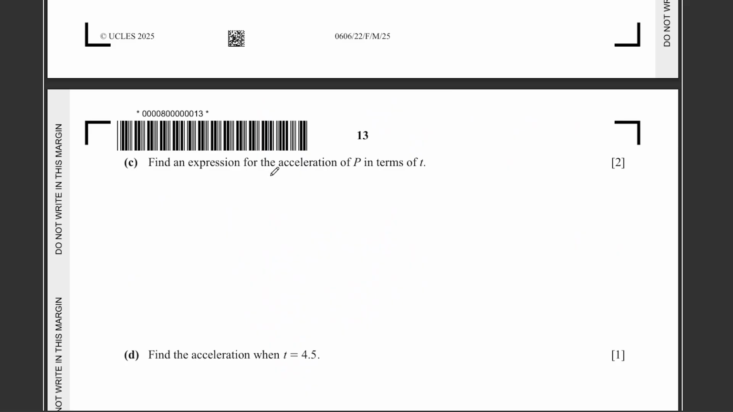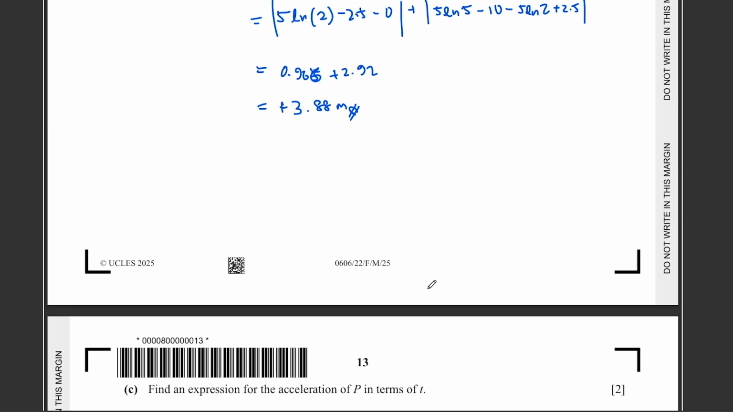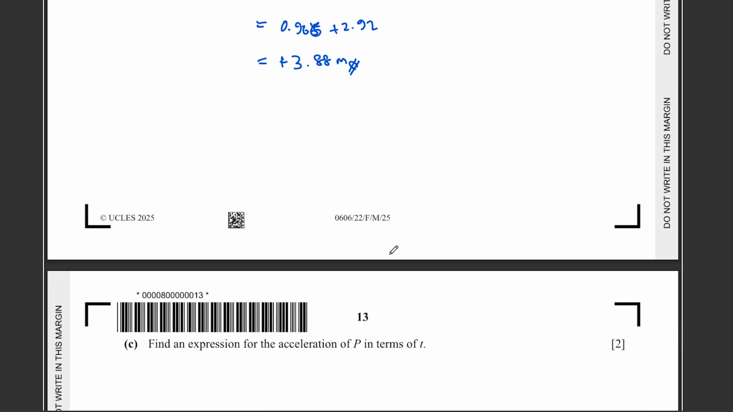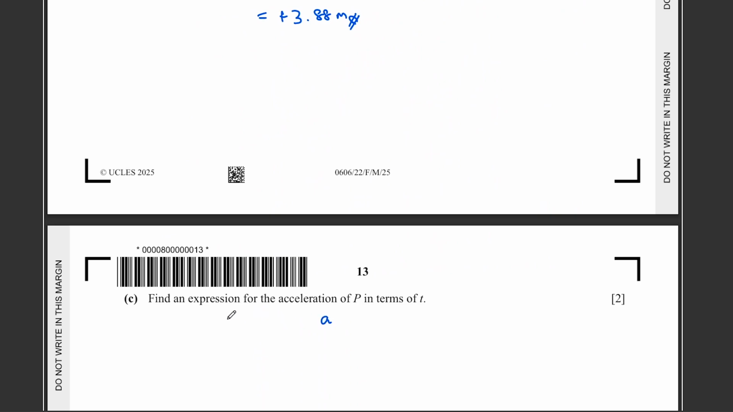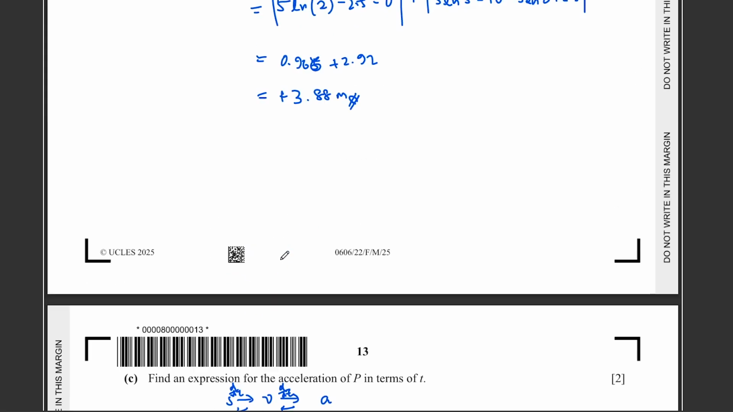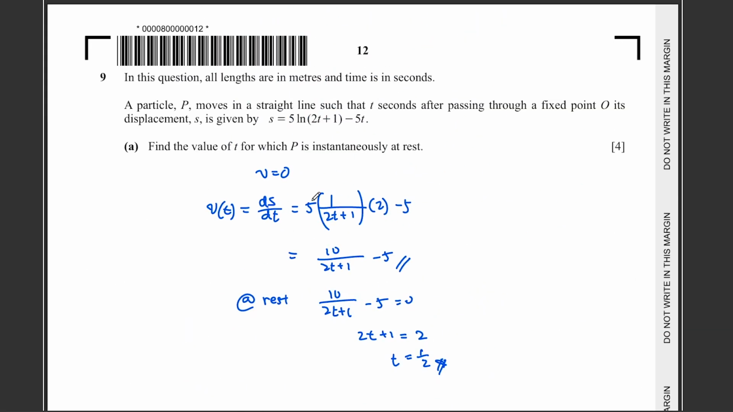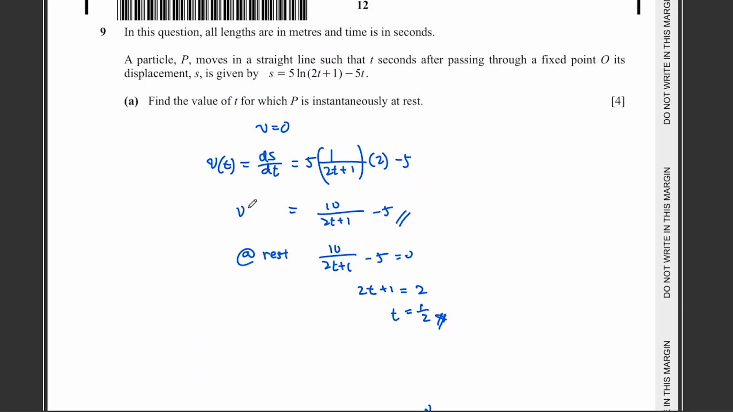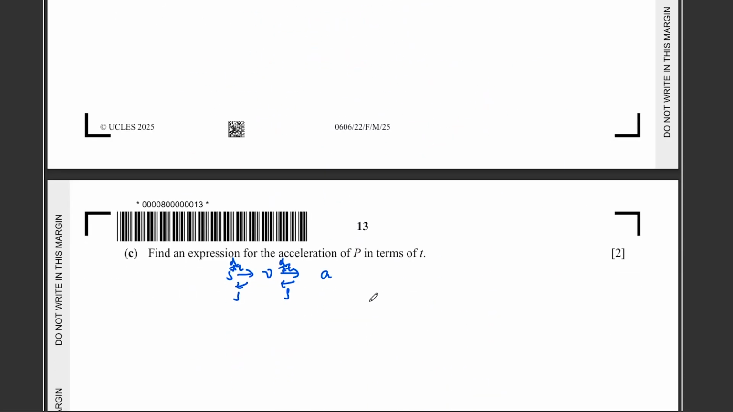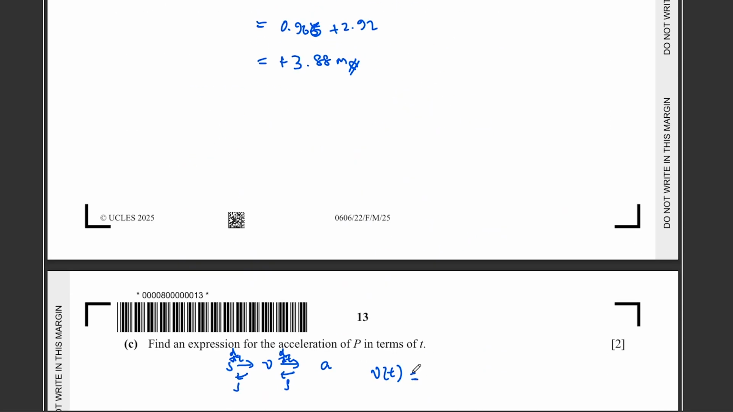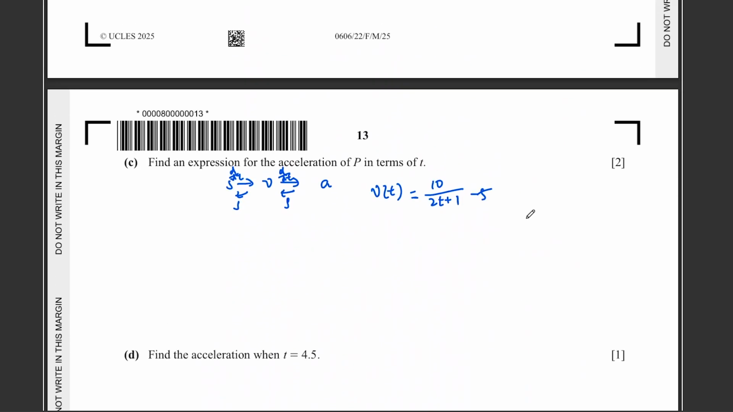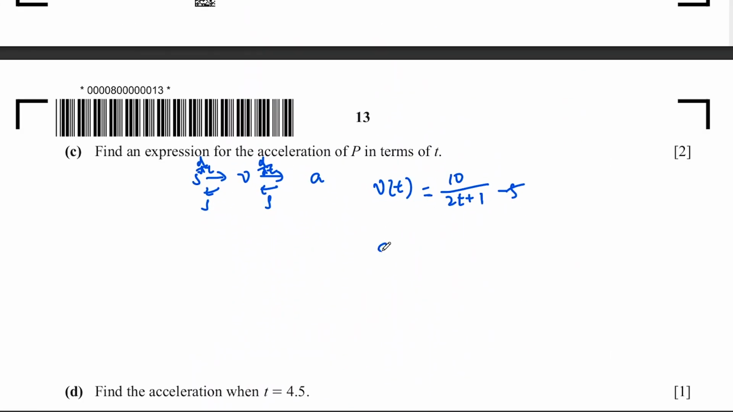Right, find the expression of acceleration of P in terms of t. So recall that from displacement, we differentiate to get velocity, and we differentiate again to get acceleration. To go backwards is just integration, right? So we already have the expression for the velocity here. So we just have to take this derivative again. So I'm going to copy it down. And with this, we can take the derivative.